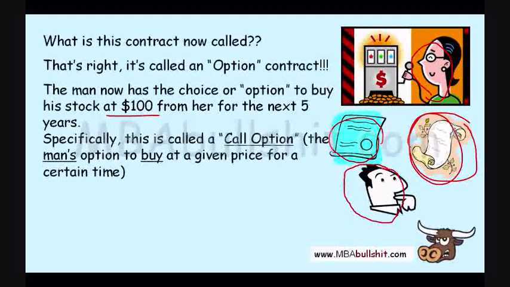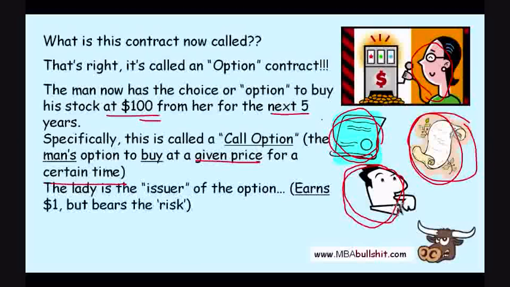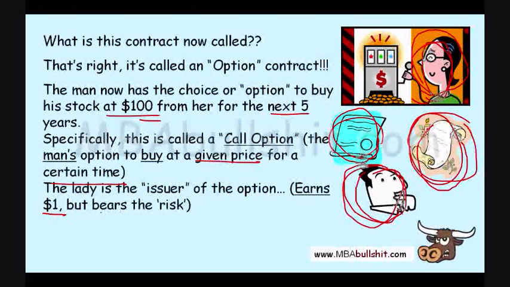It is the man's option to buy a share of stock at a given price, $100, for a certain amount of time. In our example, it's 5 years. And the lady here is called the issuer of the option. So, she earns $1 because the guy paid her $1 in order to motivate her to agree to the contract. But then she also bears the risk in exchange for the $1.